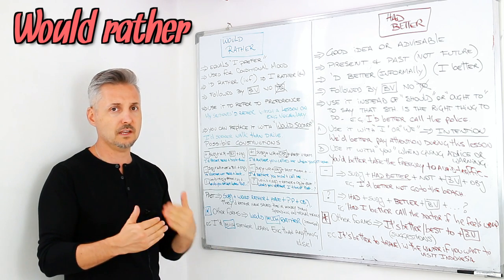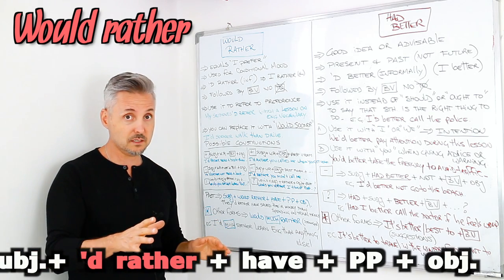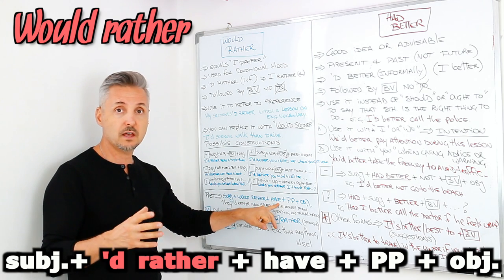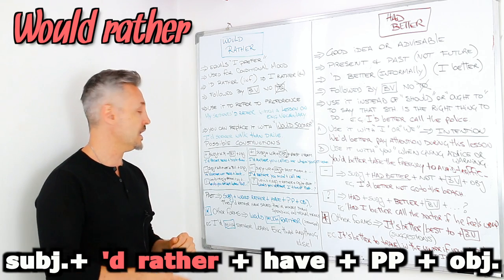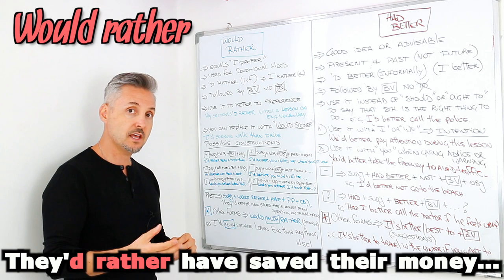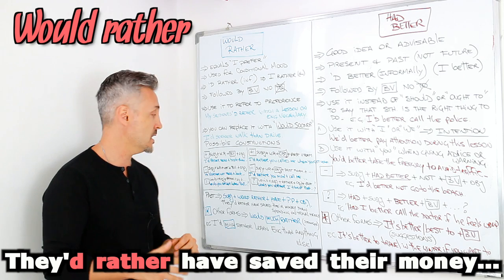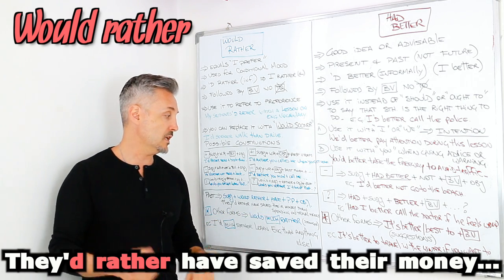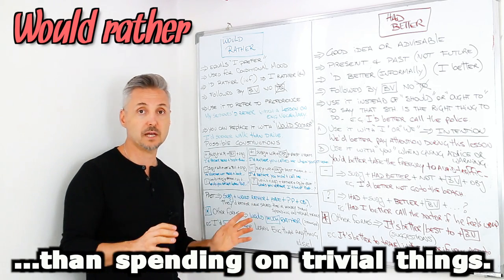And if you want to say something that referred to the past, you will use the subject, then would rather, then have, then the past participle, and then the object. Let's take a look at the example. They'd rather have saved their money than spending on trivial things. So this is for the past.